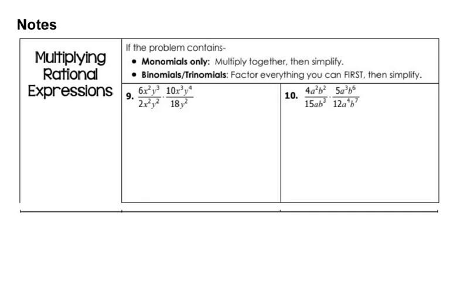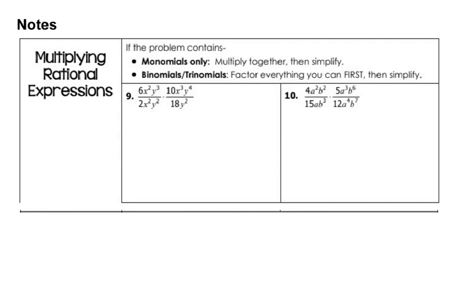In today's lesson, we're going to learn how to multiply and divide rational expressions. So if the problem contains monomials only, you can multiply together and then simplify. Or you can do it backwards. You can actually simplify any coefficients, so reduce and then multiply together.